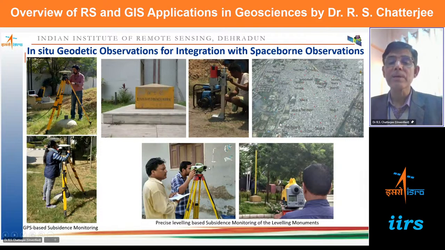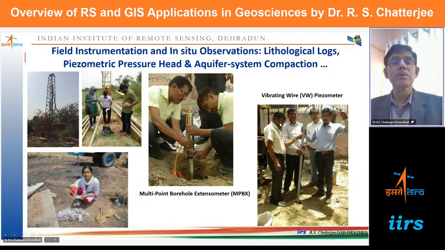With respect to that, the leveling survey has been done by Survey of India and IIRS together. And this is the Survey of India team. They have conducted this survey all over Mohali, Chandigarh, Delhi, and different locations in Northwest India. And this is our team, the GNSS team and the Survey of India. Not only that, we have also made some subsurface instrumentation like vibrating wire piezometer and extensometer, which we have installed, and based on that, we have also studied what compaction is happening.